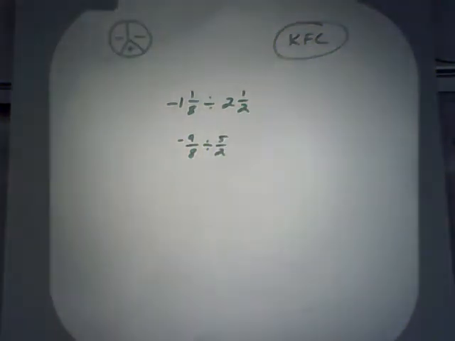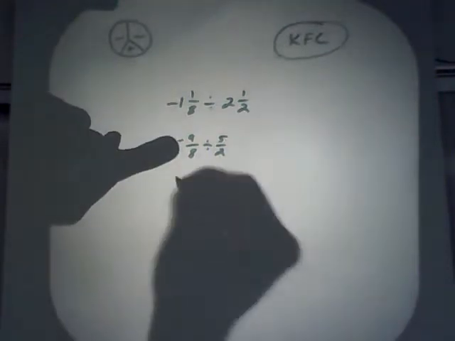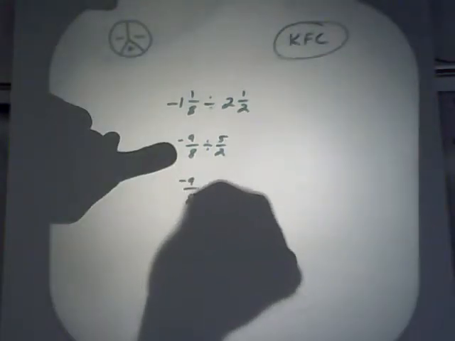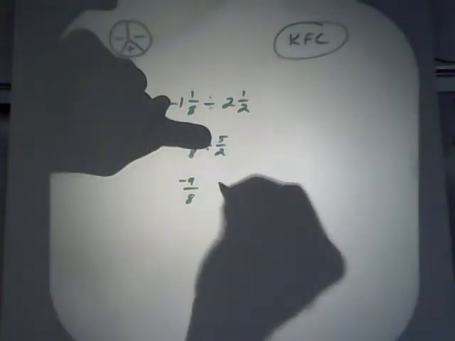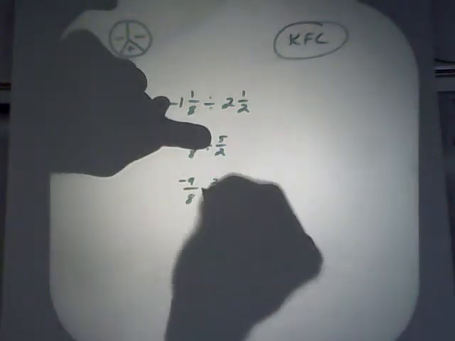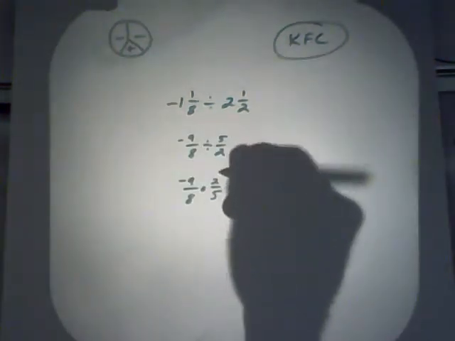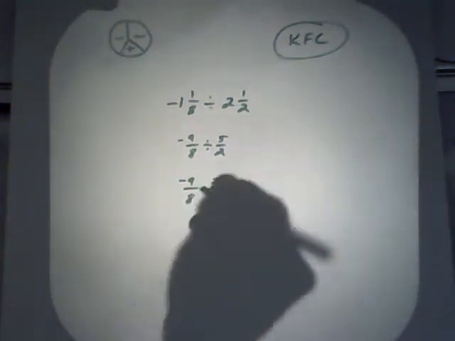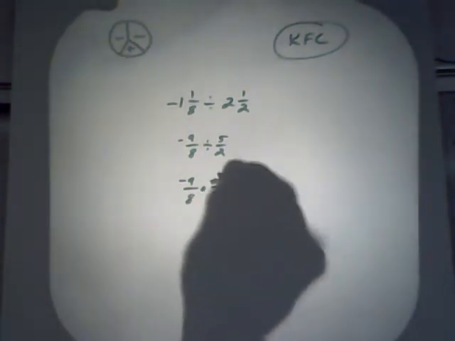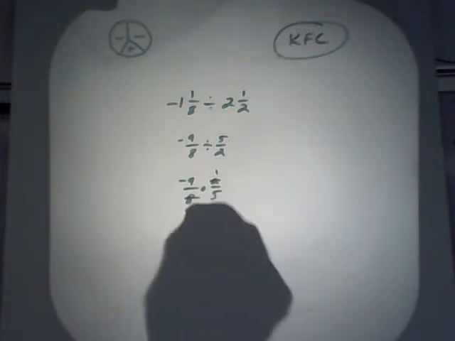Now, what do I do after I've gone around the world? Keep, flip, change. Keep the first one. Flip the second one. Change. Okay, let's see if I can do any reducing here. The 9 and the 8, no. The 2 and the 5, no. Ooh, what about the 2 and the 8? Yes. 2 goes into 2 once, into 8 4 times.